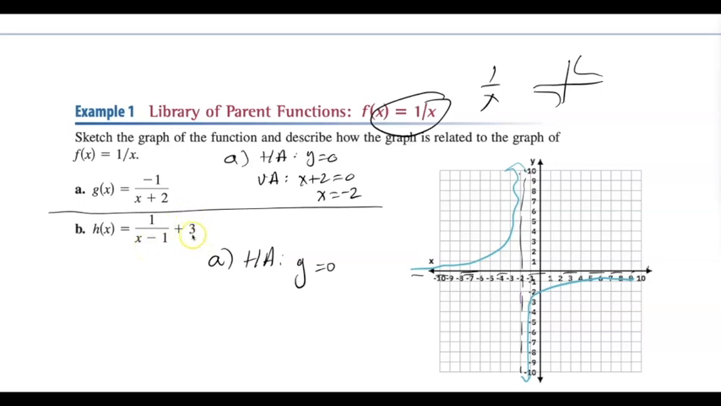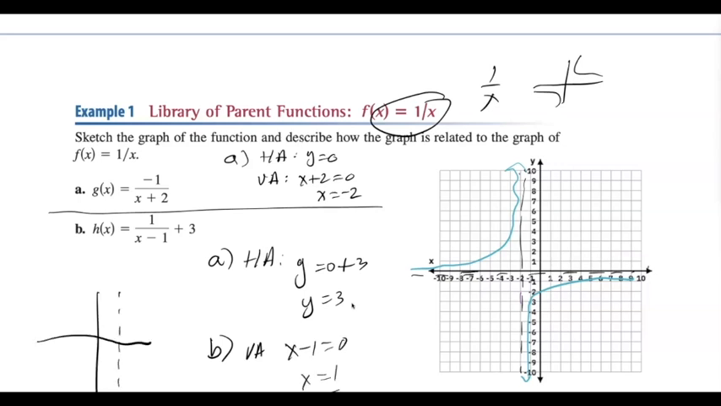I'm like, oh, it's 0. But there's a +3 at the end. So it's actually 0 plus 3, which is y equals 3. That's how the horizontal is 3. The bottom is bigger than the top, so it's 0, but there is a +3, so +3. Vertical, set the bottom equal to 0. And you get x equals 1. We have x equals 1. We have y equals 3.